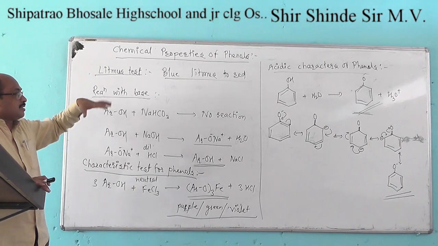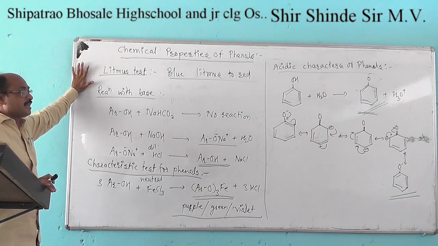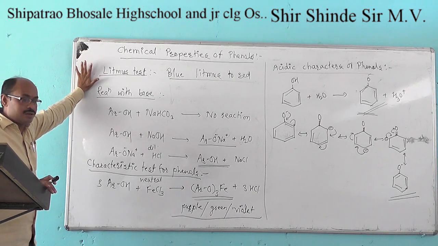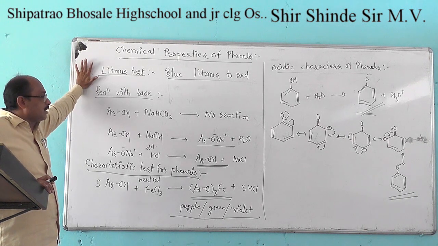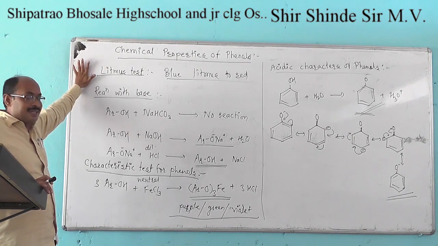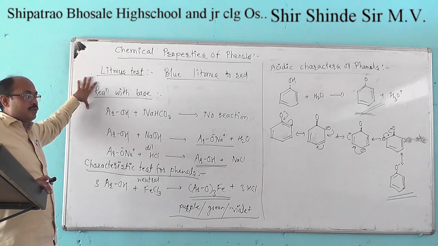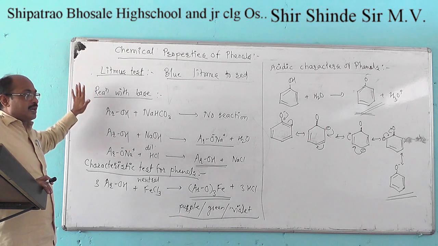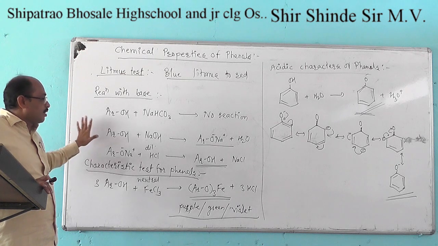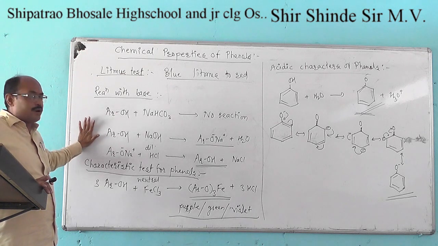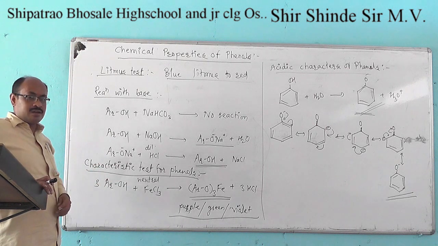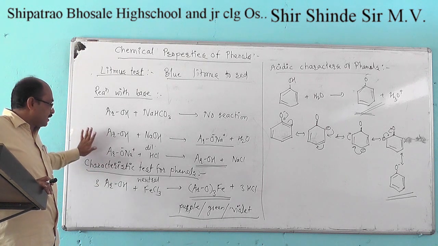These are some tests which show us the acidic character of phenols. Litmus paper test, which shows the change of the color of blue litmus to red, confirms the presence of acidic nature. Also the reaction with base. As the phenols are weak acidic in nature, they can react with strong bases to form the corresponding water-soluble sodium phenoxide, which is further reprecipitated on treatment with acid, hydrochloric acid.